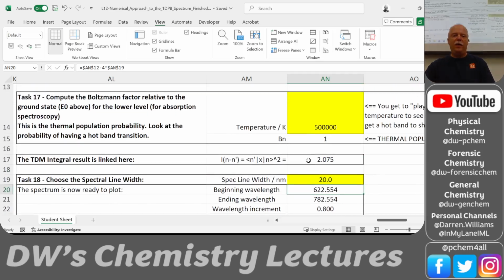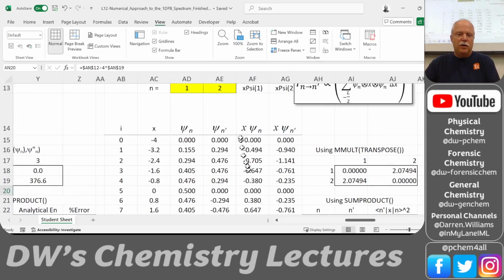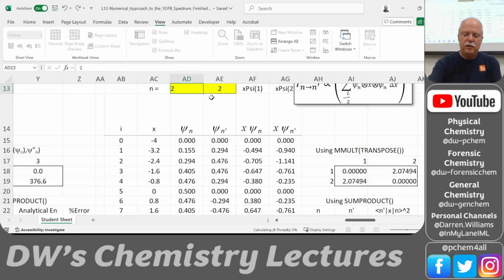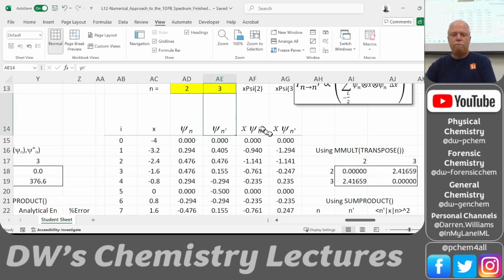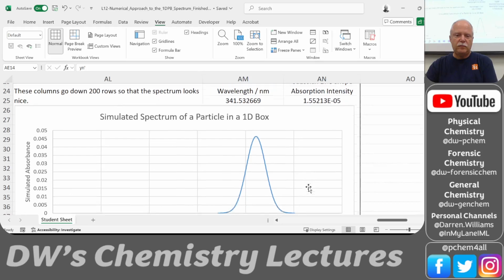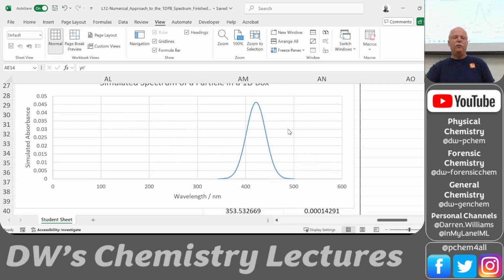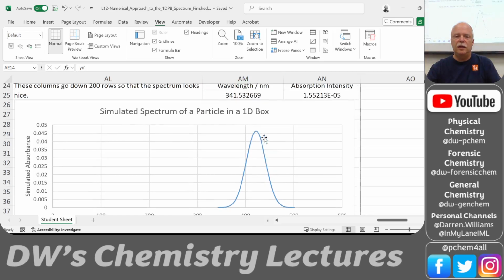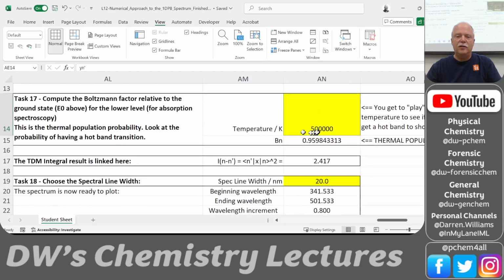Let's look at the hot band. So let's do 2 to 3. Still allowed. Okay, we still have a peak. Now the 1 to 2 is at 700 nanometers. Now the 2 to 3 goes up as n squared, so this is a bigger difference. Longer arrow, which means a shorter wavelength. Sure enough, this is almost 400 nanometers. That's where that peak is. But it's a hot band, so let's cool it down.